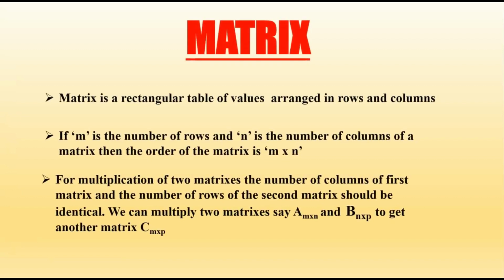What is a matrix? A matrix is a rectangular table of values arranged in rows and columns. If m is the number of rows and n is the number of columns of a matrix, then the order of the matrix is m by n. For multiplication of two matrices, the number of columns of the first matrix and the number of rows of the second matrix should be identical. We can multiply two matrices, say A of order m by n and B of order n by p, to get another matrix C of order m by p.